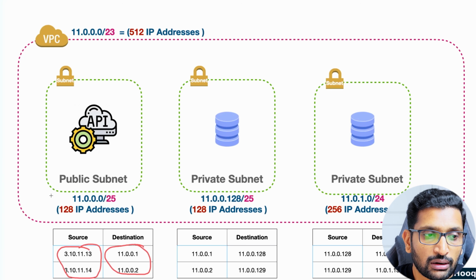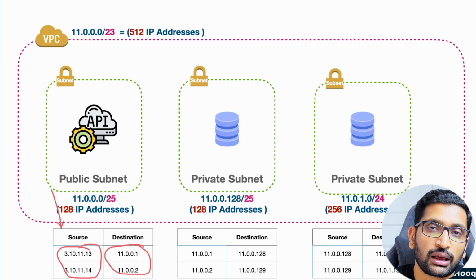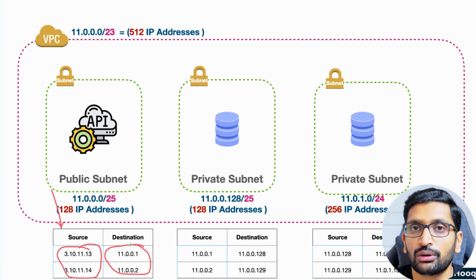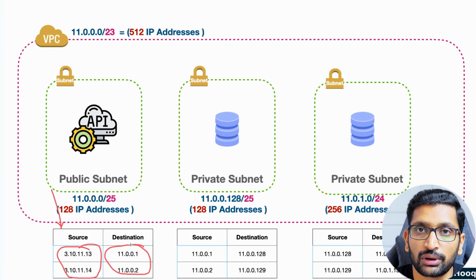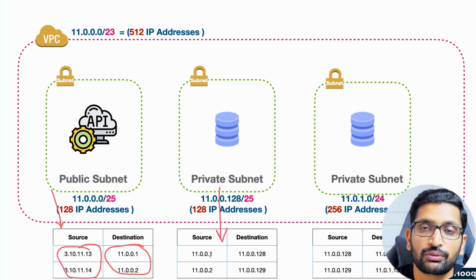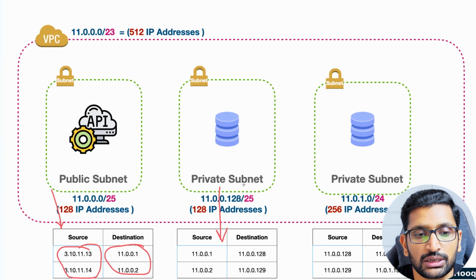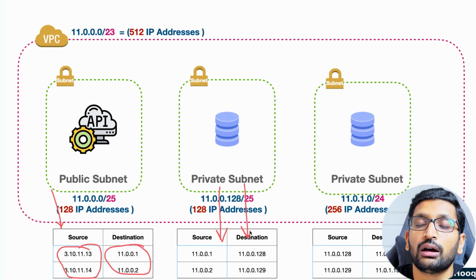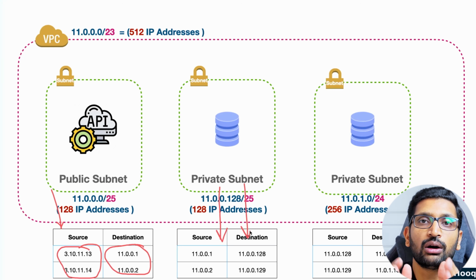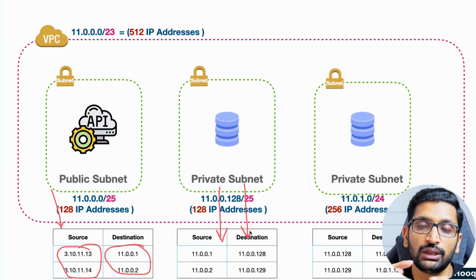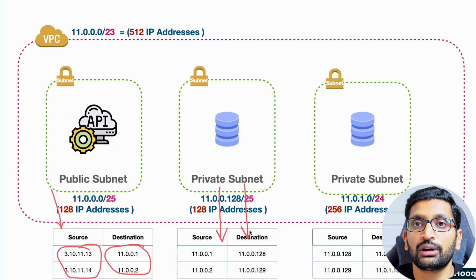So this is the route table for your public subnet, because it contains the public address as the source, and the destination is going to be your IP address within your subnet. And then here I'm showing you the route table for your private subnet, which contains a source that can be your public subnet or another private subnet, and the destination is your current private subnet. So this is how you define the routing within your network where you have different types of subnets.